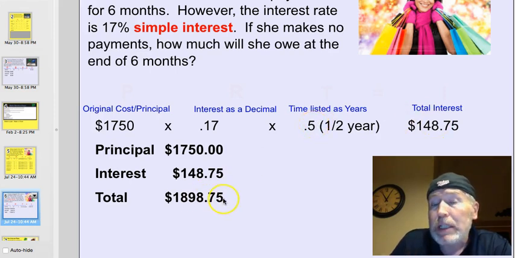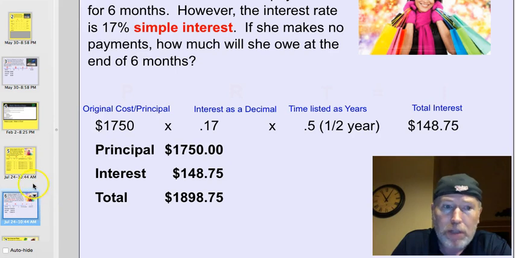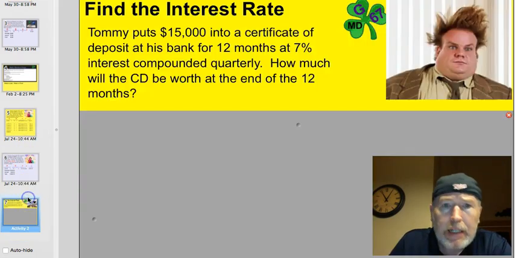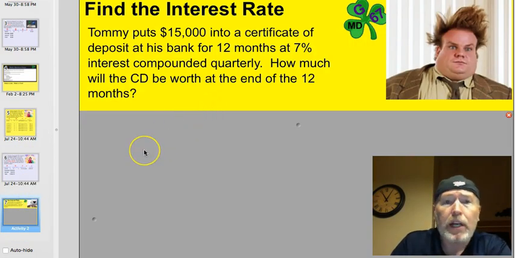$148. So it would be a little bit less money if she had a simple interest. All right. So I think we're starting to understand that compounding interest is much more difficult than simple interest because we have to make multiple calculations. All right. Time for one more problem before I cut you loose.